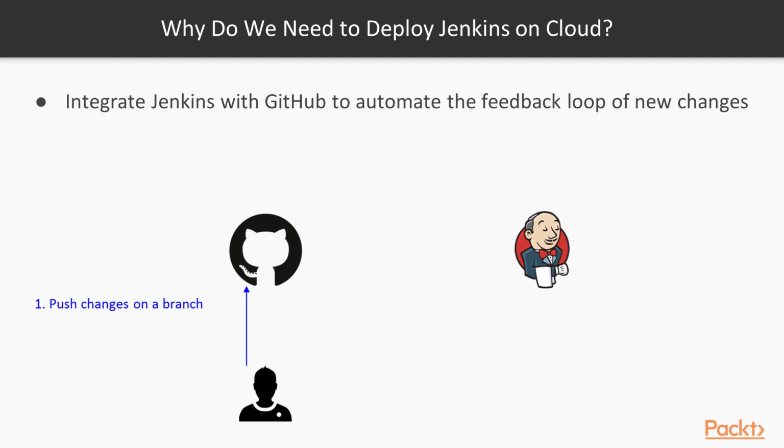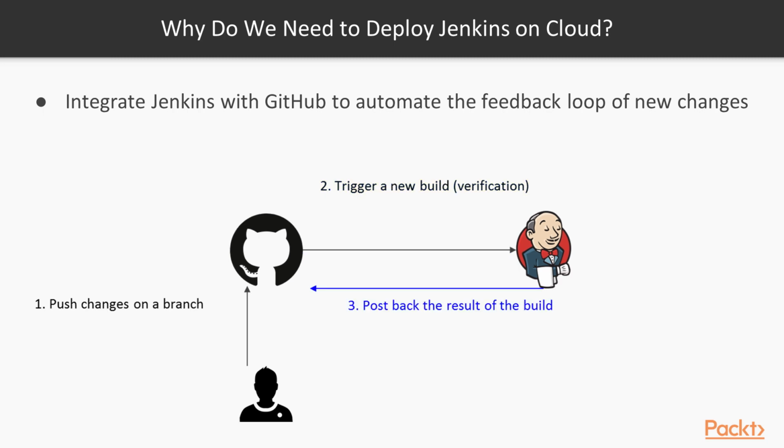The first thing that we are going to do, similarly to what we did in the last section, we're going to change a project, and then we are going to push this change to a remote branch on GitHub. After that, GitHub will automatically trigger a new build or a new verification of our changes on our Jenkins. Jenkins will execute the pipeline and post back the result of the build, if it's okay or not okay. And finally, we as developers are going to receive the feedback.